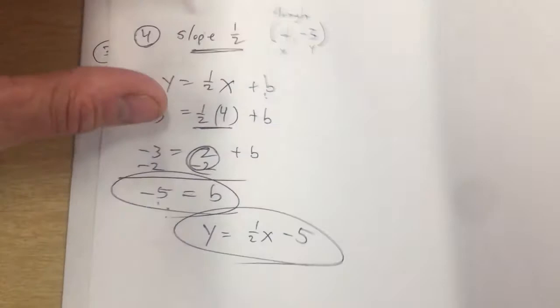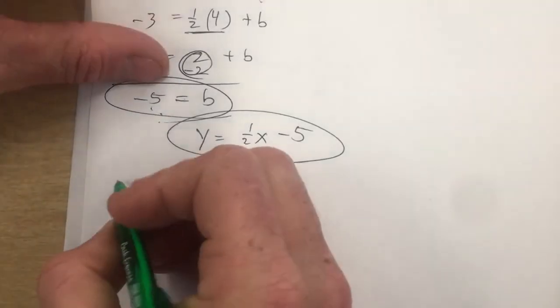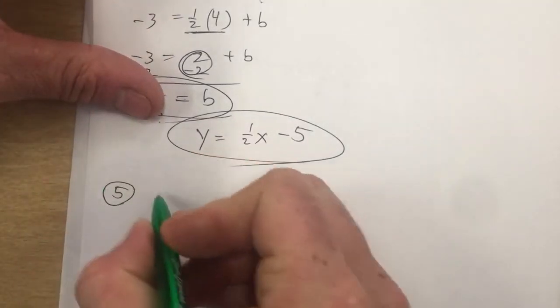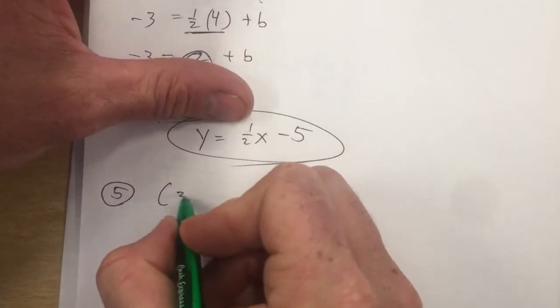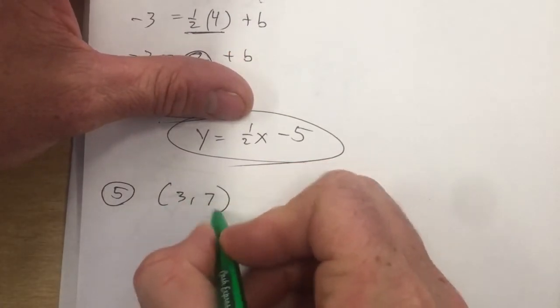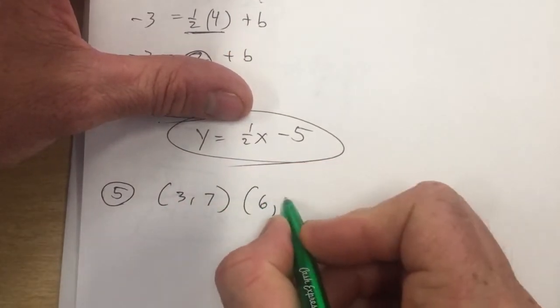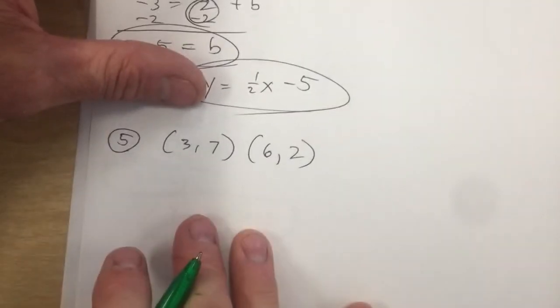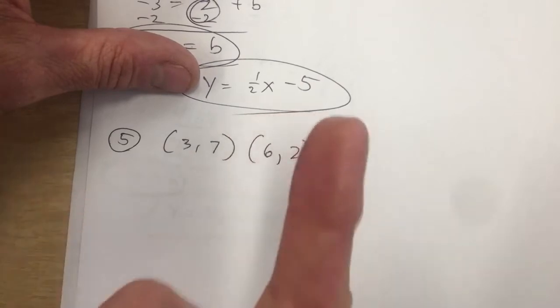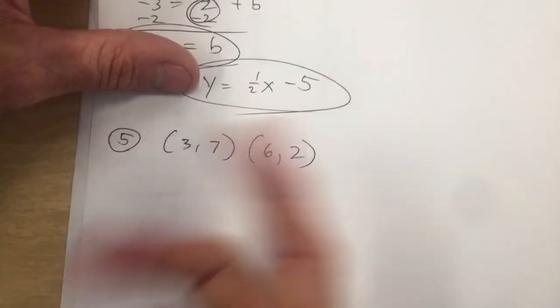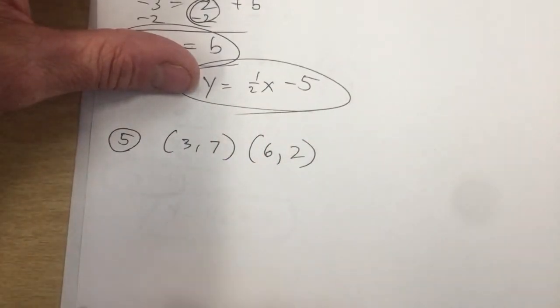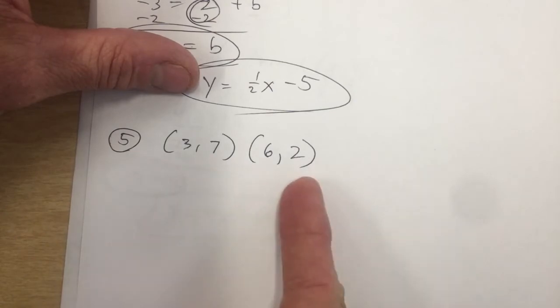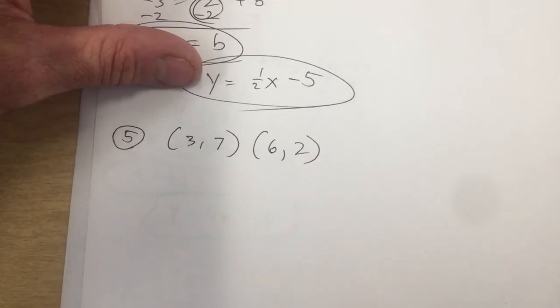Now, what if you have 2 points? Like number 5 here. What if you have these 2 points here? 3, 7, 6, 2. What's the equation of the line that has these 2 points? All right, well, we've got to have the slope and the y-intercept, those two things. We don't have either one of them. We don't have the slope or the y-intercept, neither one. So we're going to have to figure out both of those.